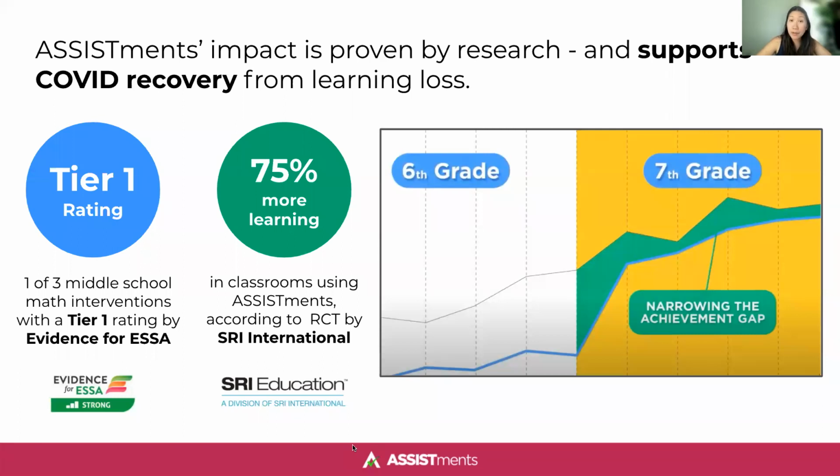We're a tier 1 rated evidence for ESSA and one of 3 middle school math interventions with strong evidence to support, essentially showing that we can show 75% more learning in the classroom compared to classrooms that did not use assessments. And so it's proven to narrow the achievement gap, which I think is so important this next year as we're thinking about supporting COVID recovery.